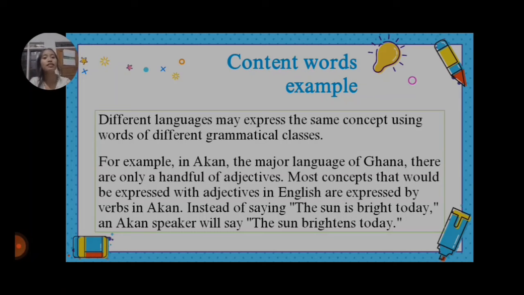Different languages may express the same concept using words of different grammatical classes. For example, in Akan, the major language of Ghana, there are only a handful of adjectives. Most concepts that would be expressed with adjectives in English are expressed by verbs in Akan. Instead of saying, the sun is bright today, an Akan speaker will say, the sun brightens today.